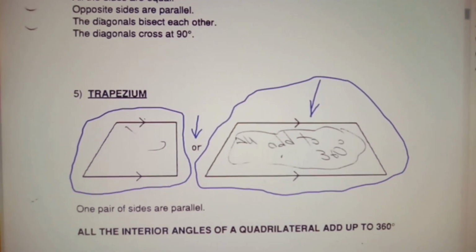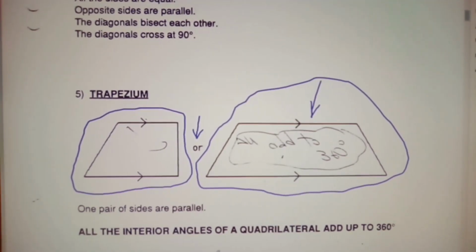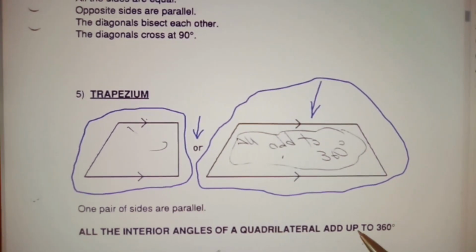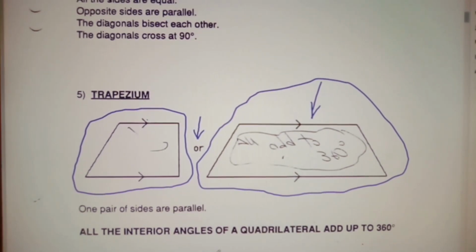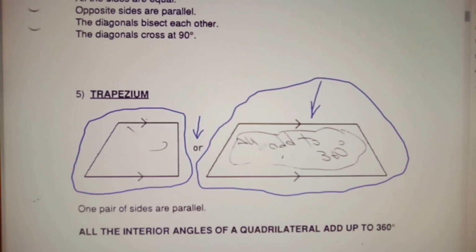And it is important to remember that all the interior angles of a quadrilateral add up to 360 degrees. And what we're showing you here is that it looks like this depending on how you turn it. And here we've simply turned it around.